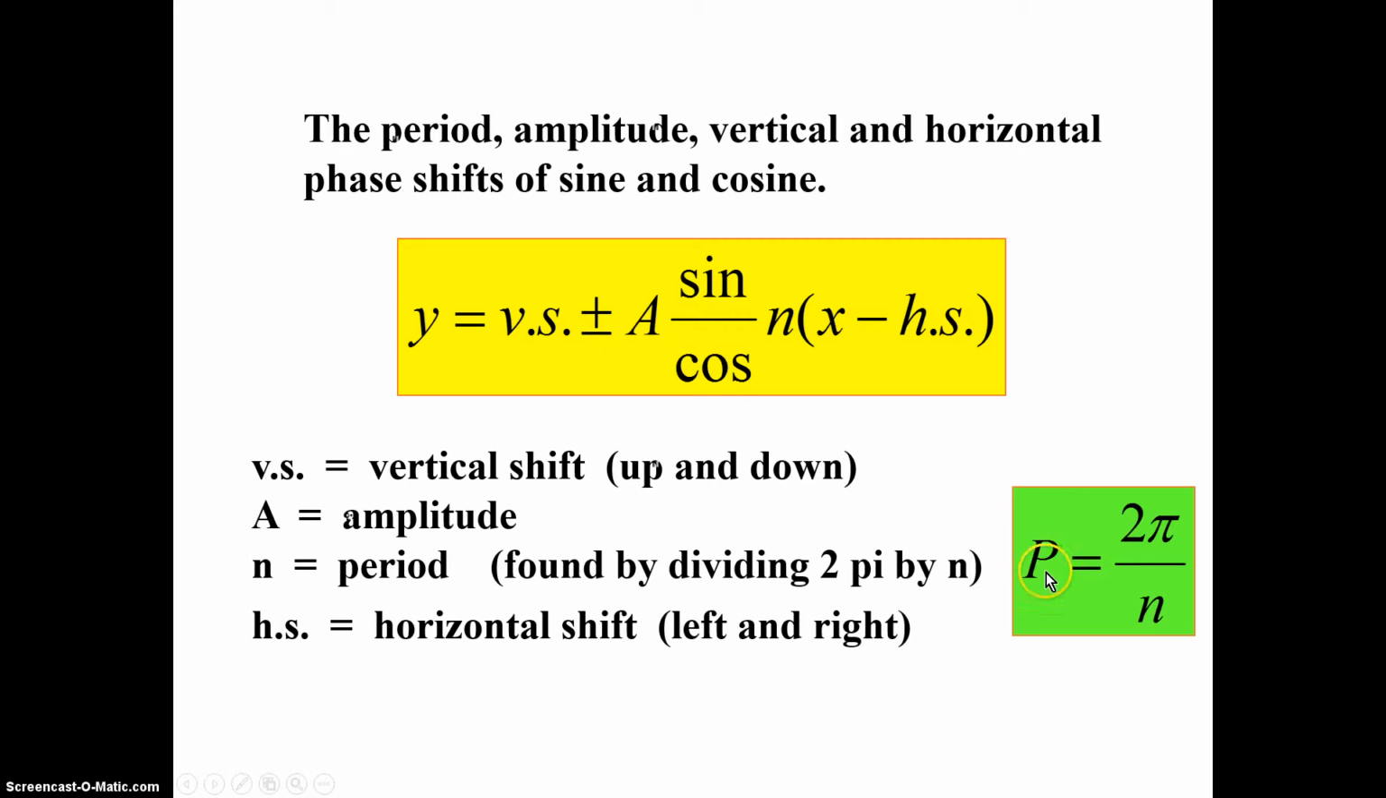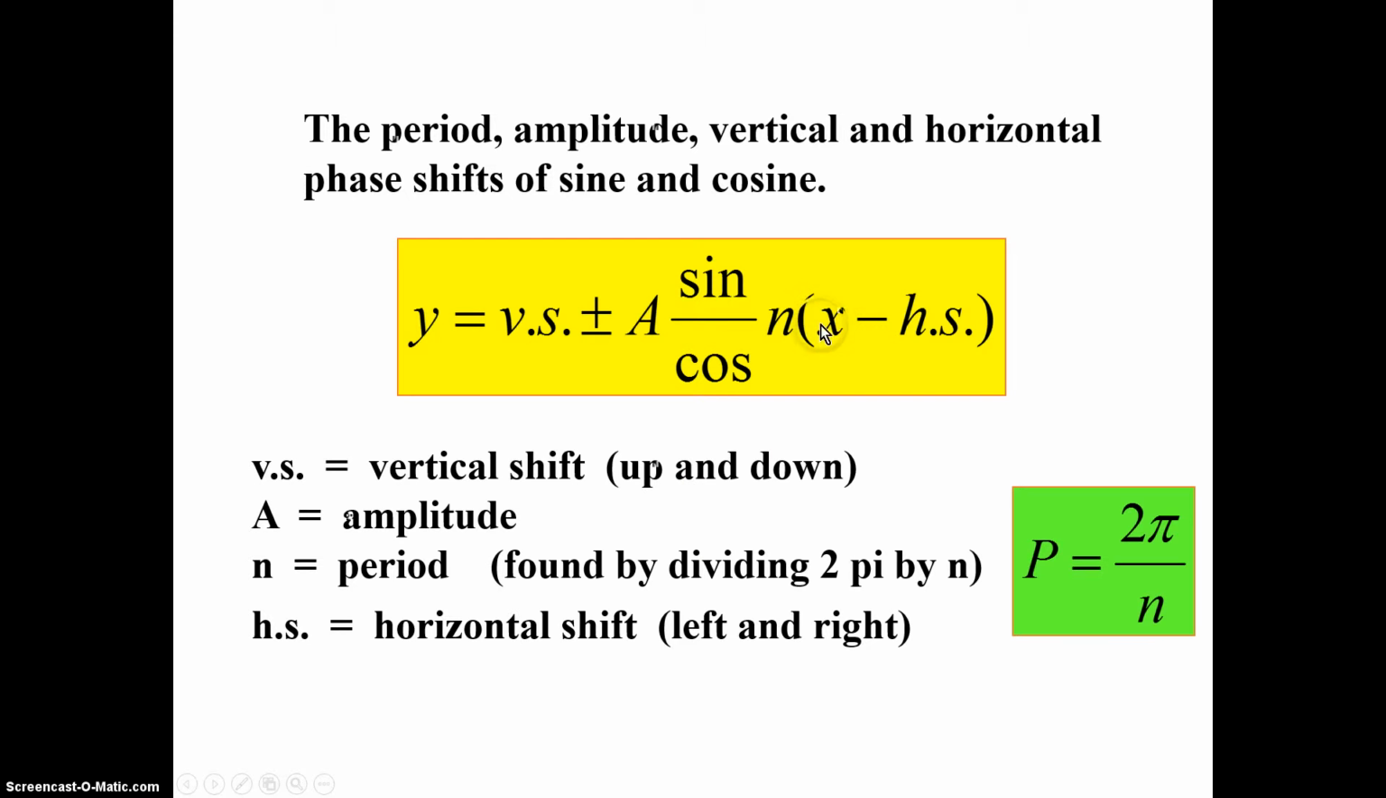Now, most importantly here is the period formula. Only for sine and cosine, the period formula is equal to 2 pi over n. Now let's take a look here. The reason why n is here is because sometimes, and you will see later on when we do some exercises, x always has to have a coefficient of 1. Look at the generic formula. You don't see it, but it's right there, correct?